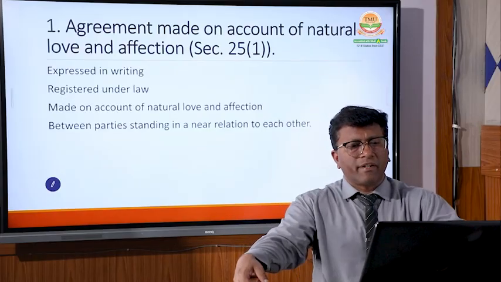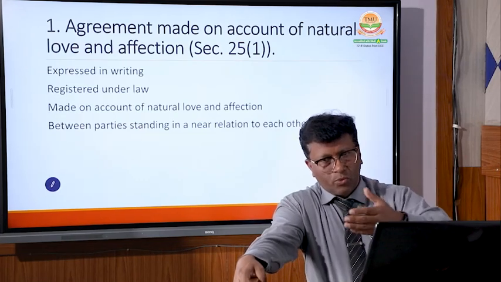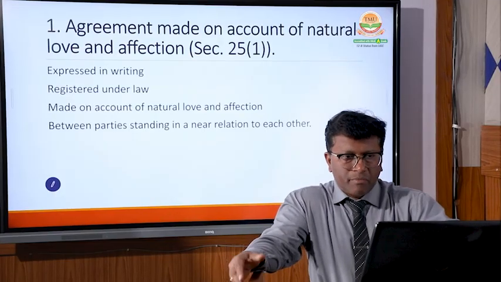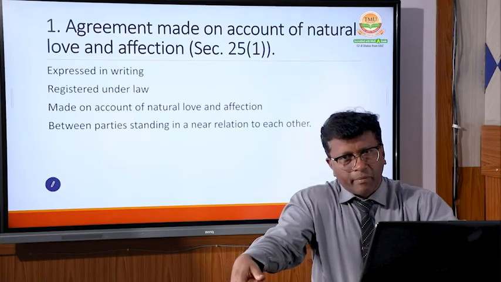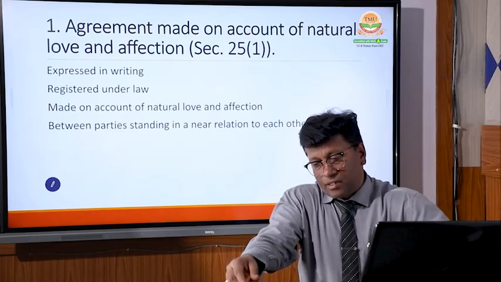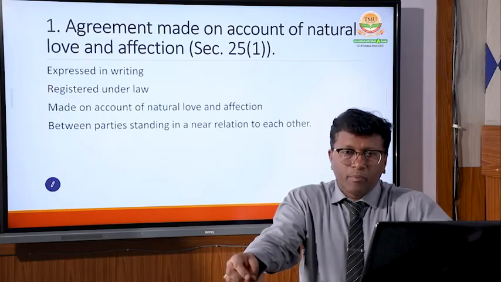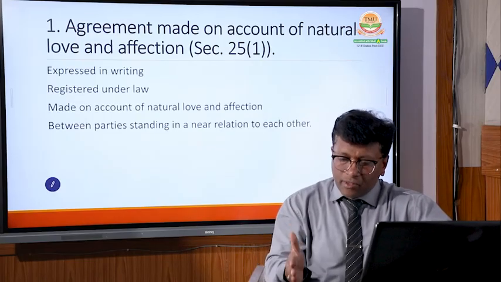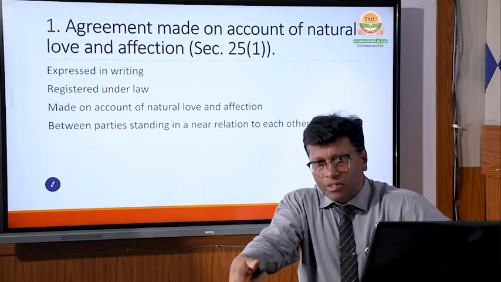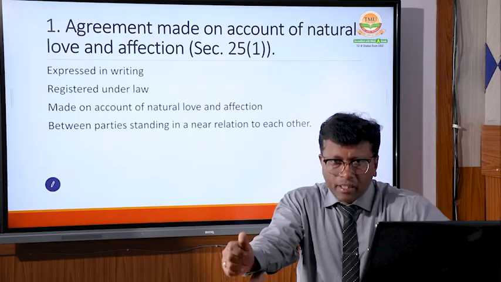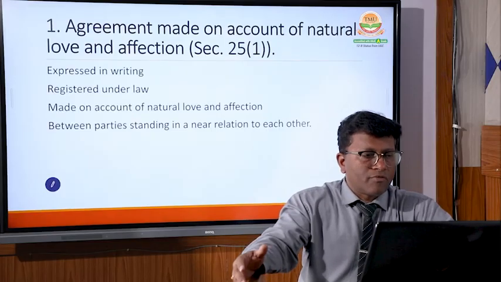Agreement made on account of natural love and affection, section 25, subsection 1. If a particular contract you are entering into is made on account of natural love and affection, for example, if a gift is presented by any party, there is no need of consideration. If anyone is giving a gift to someone, you might think that consideration is not there and there would be no validity of contract, but it is not like that. Few contracts are there where the law is not requiring a particular consideration or the amount of the consideration, but it should be kept in mind that the agreement should be of a particular nature, and that is on account of natural love and affection.